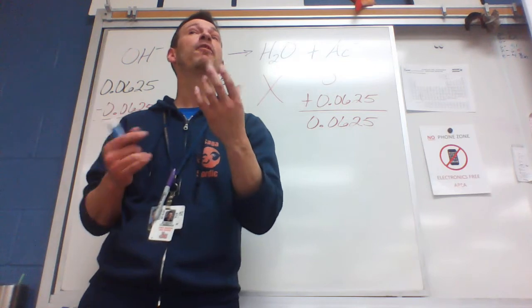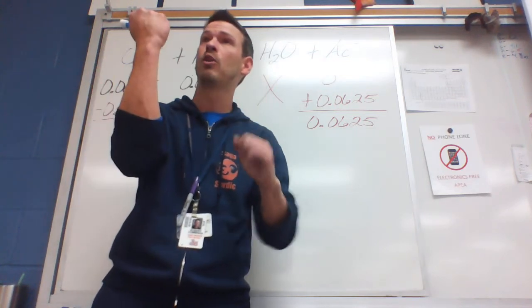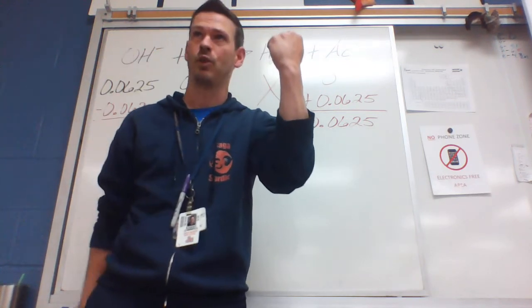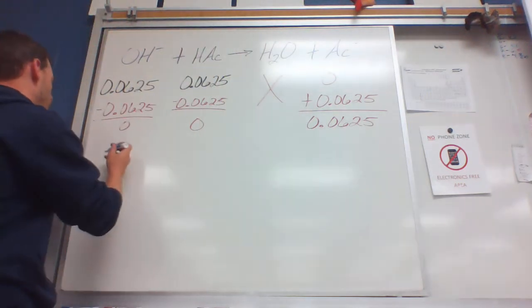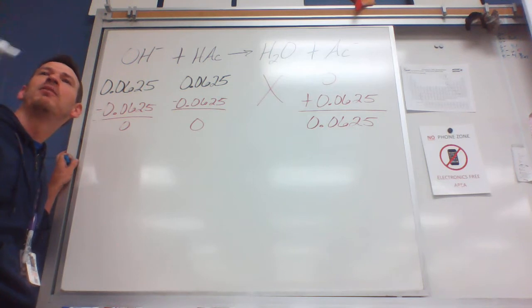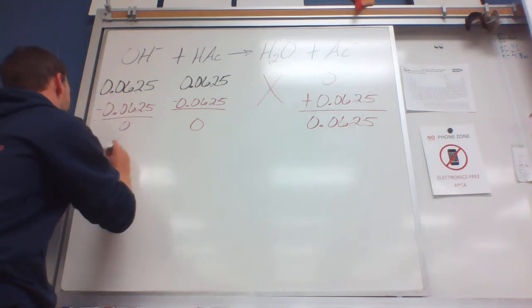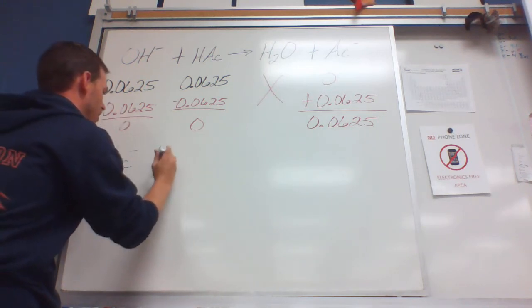It's only a buffer if you have an amount of the weak acid or base with its conjugate. We're missing one of those. So, how do you find the pH of a salt? You add it to water.